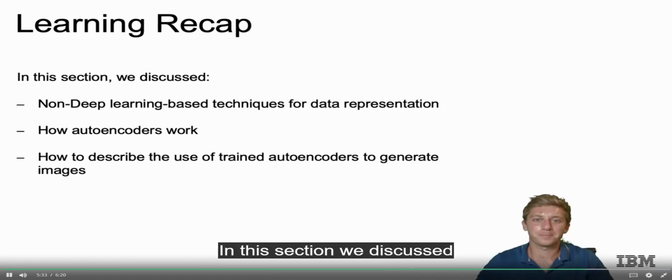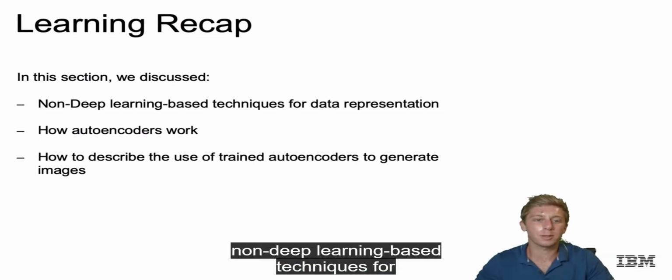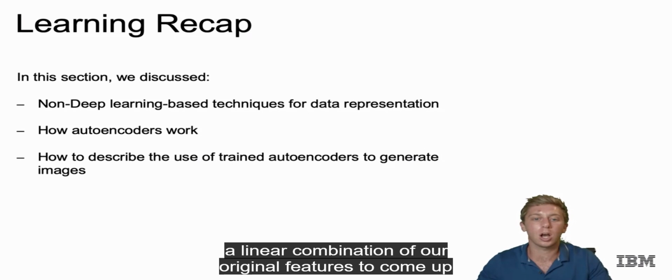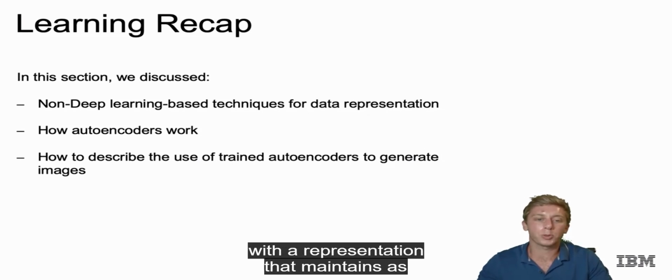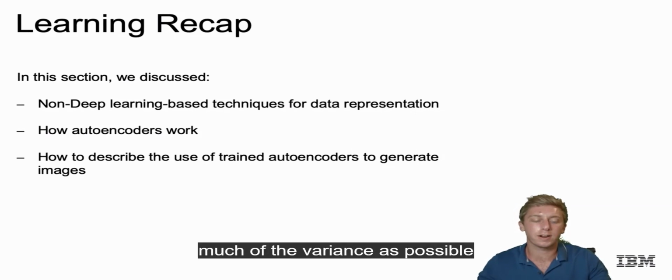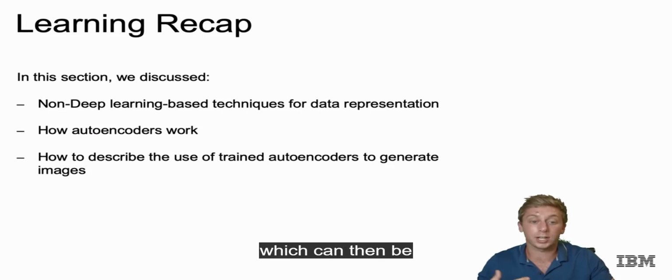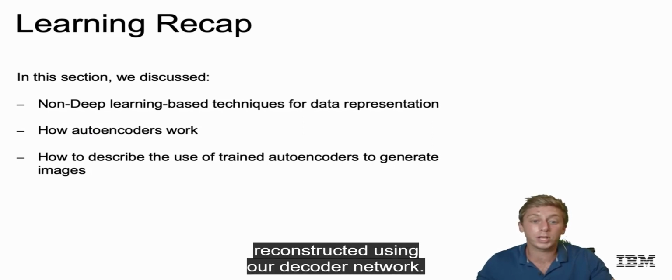So just to recap, in this section, we discussed non-deep learning based techniques for data representation and reminded ourselves how PCA will use a linear combination of our original features to come up with a representation that maintains as much of the variance as possible from our original dataset. We then discussed how autoencoders work, with the encoder portion coming up with a condensed version of our data, which can then be reconstructed using our decoder network.